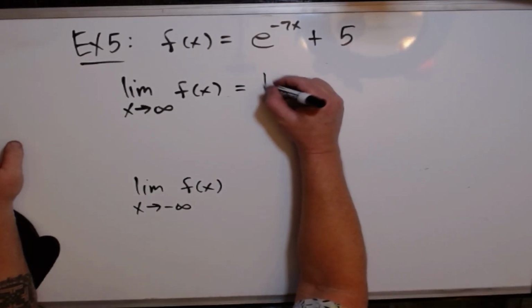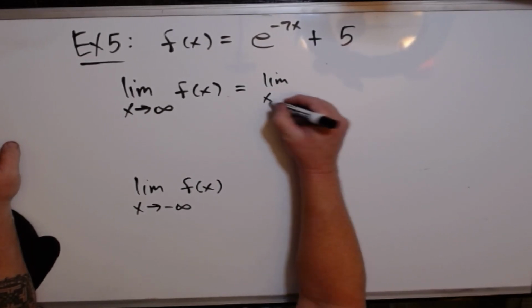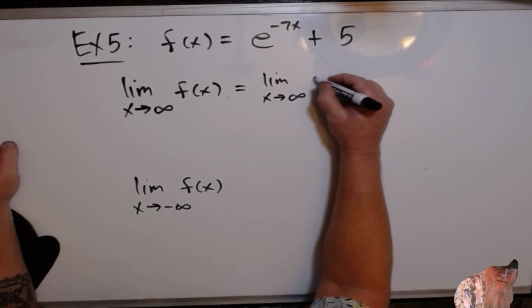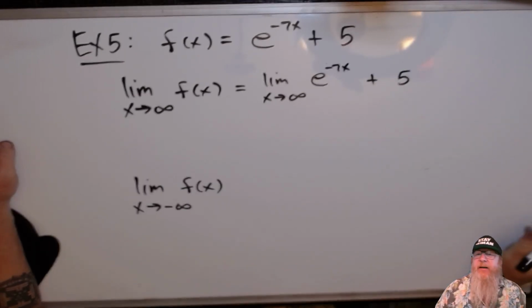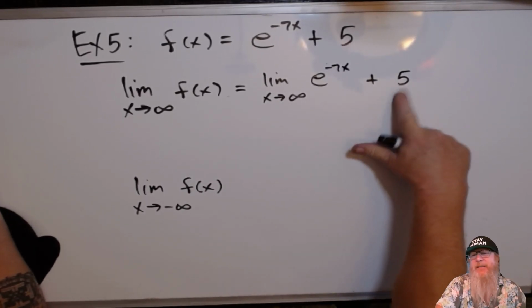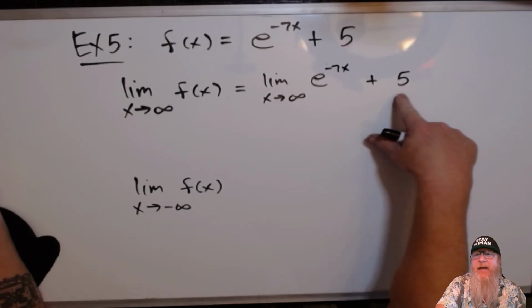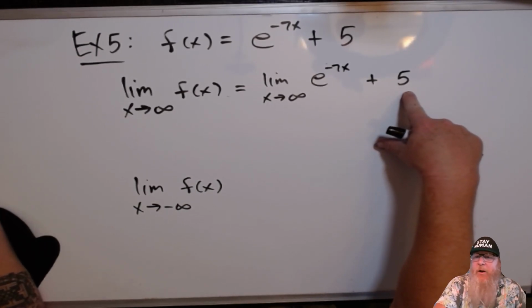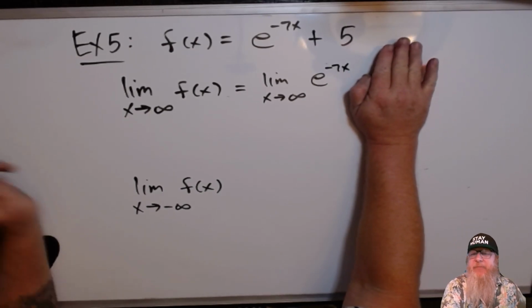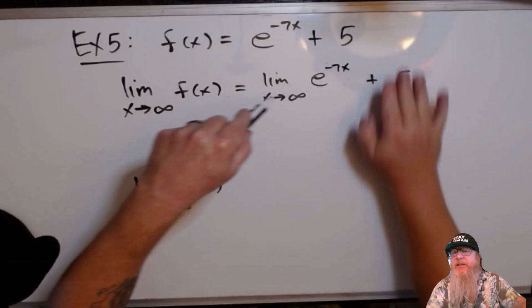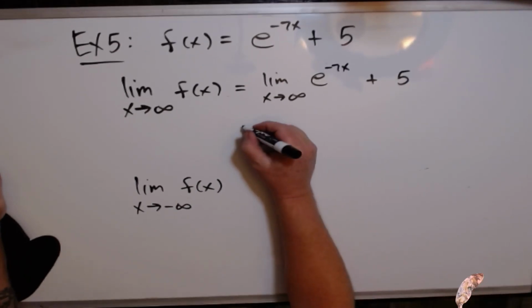All right, so this is going to be the limit as x goes to infinity of e to the negative 7x plus 5. And again, technically it's plus the limit of 5, but we know the limit of 5 is 5. Oftentimes you'll just ignore that 5 and work on the exponential function, and then when you're done, bring the 5 back.